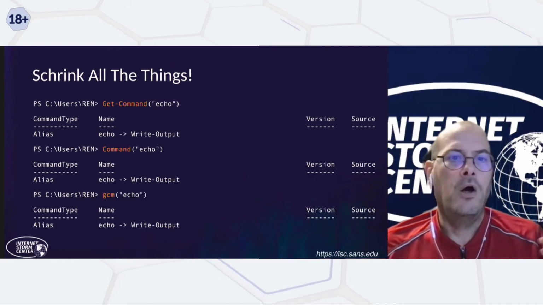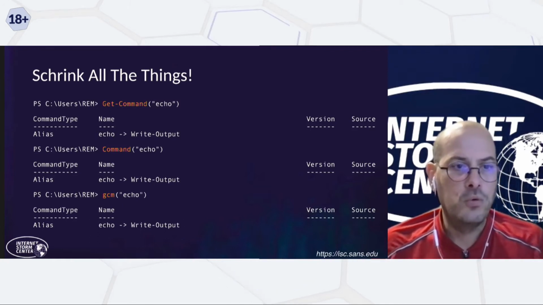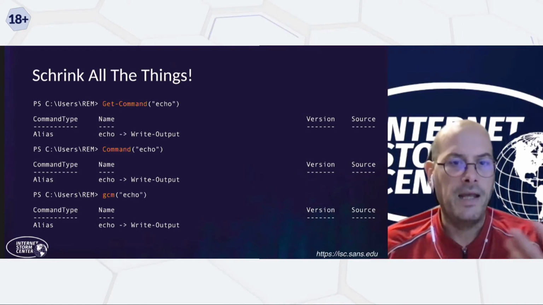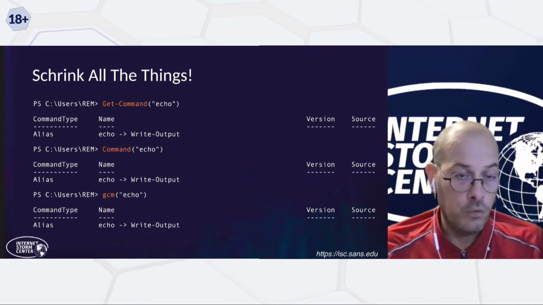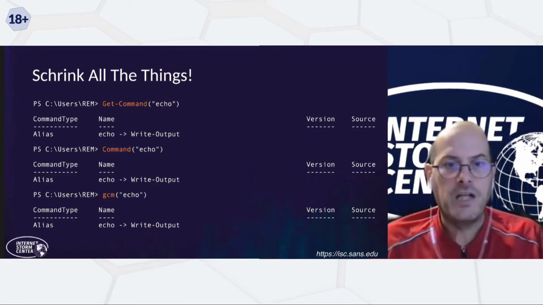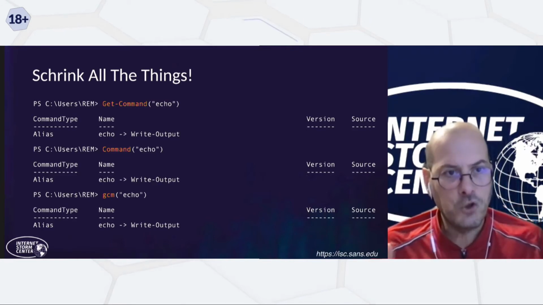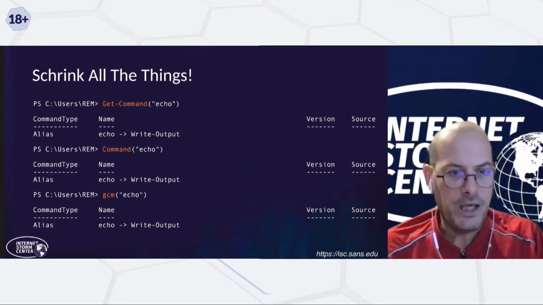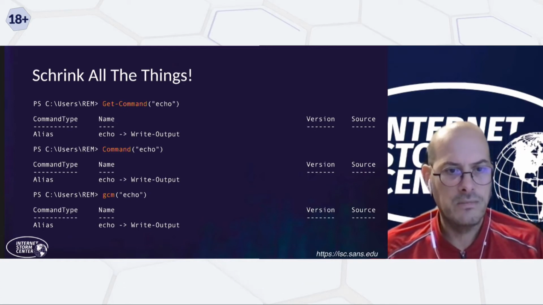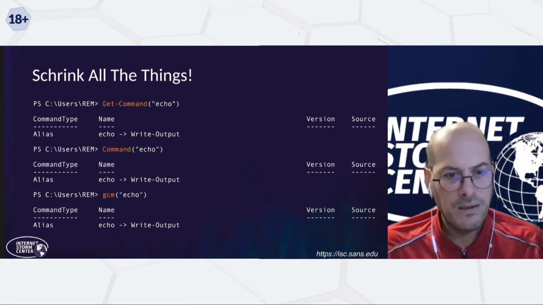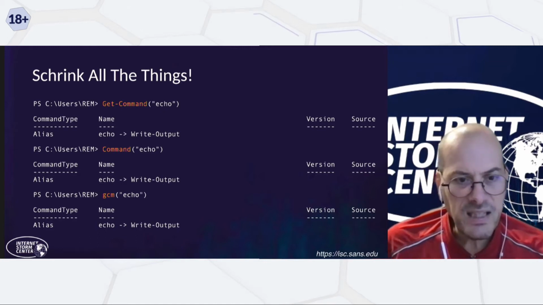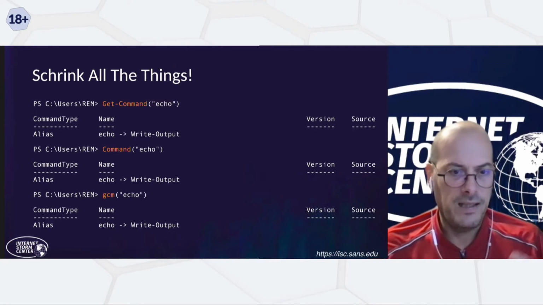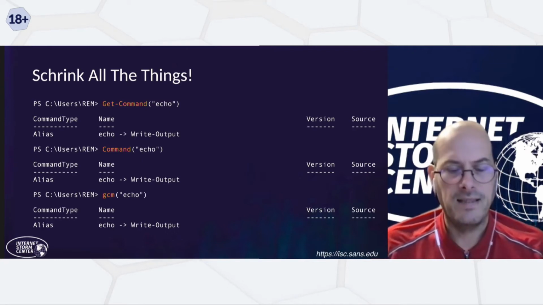Get-Command is just a PowerShell command to learn more about a command. It means that you can see if you have some aliases and what's the purpose of a command. The original name is Get-Command, but you can shrink this and use just command. If you use command echo, you get exactly the same result. Even more, you can abbreviate and use GCM echo. And if you do a GCM echo, you can once again execute the same command and get the same output.